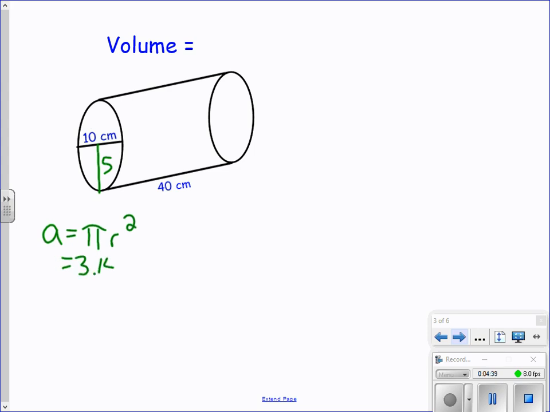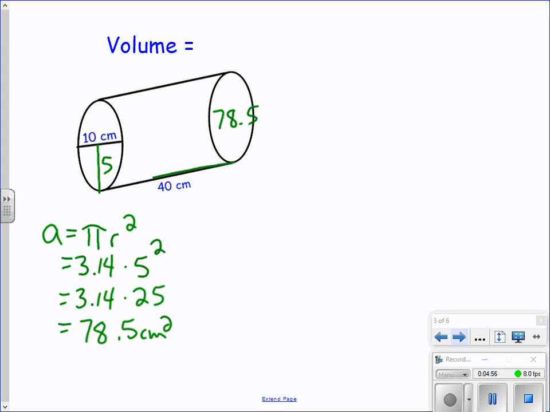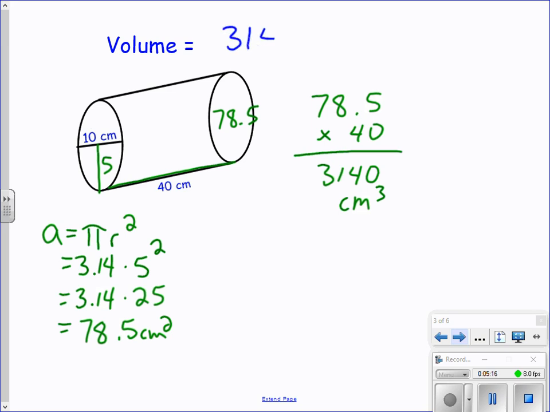That's 3.14 times 5, which is the radius, squared. That's 3.14 times 25, which is 78.5 centimeters squared. I now take that 78.5 and times it by 40. Use your calculator, leave that in your screen, and you get 3140 as your volume. Again, that's cubic centimeters, cc's. 3140 centimeters to the power of 3.